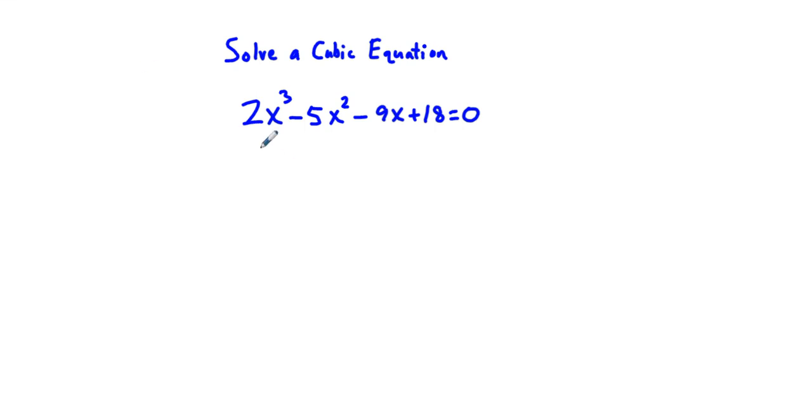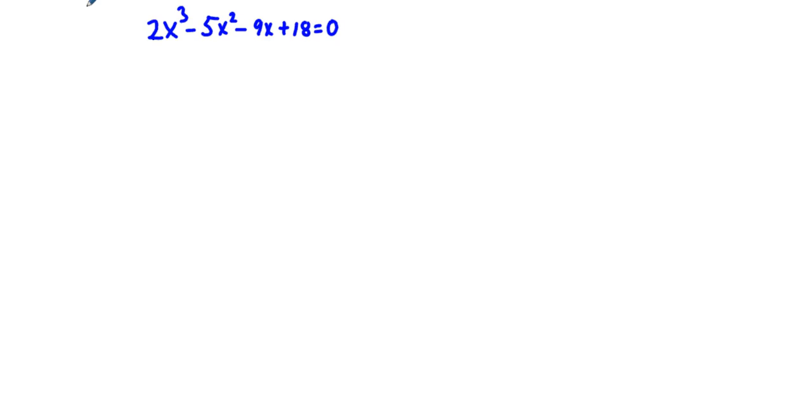Solve the cubic equation. We have the equation 2x cubed minus 5x squared minus 9x plus 18 equals 0. I like this problem because this solution encapsulates a lot of what we've gone over in pre-calculus this year, and I suppose for Algebra 2 and other algebra-related courses as well.